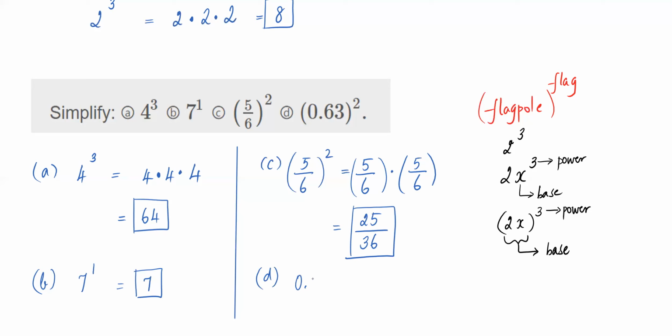D, 0.63 the whole squared. Here again, the power is 2, which is your flag. It's attached to the base, which is 0.63. It's grouped there. It's just to give clarity when you have decimal numbers, because really there's only one factor in the base. So you really didn't have to put the parentheses. As you can see, it was a decimal number, and so we like to put the parentheses for clarity. And then this gets multiplied 2 times over.